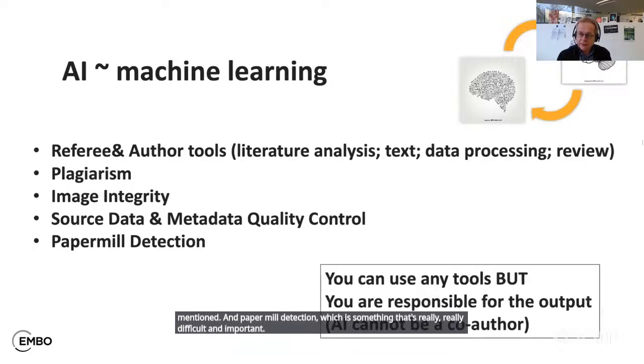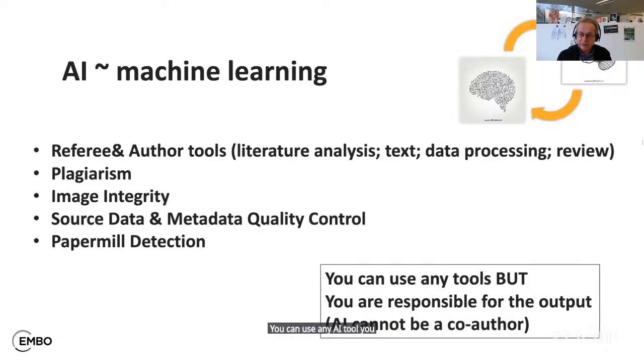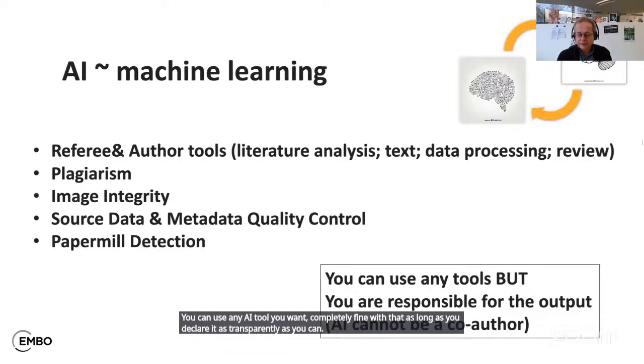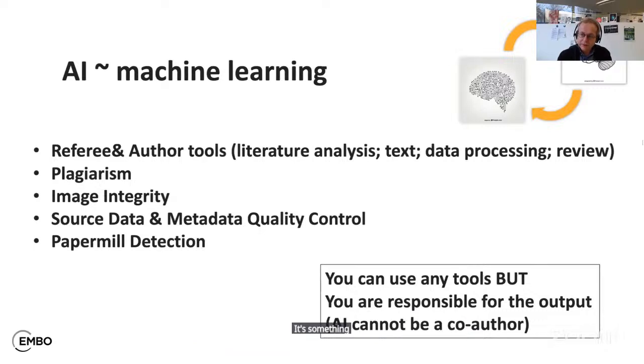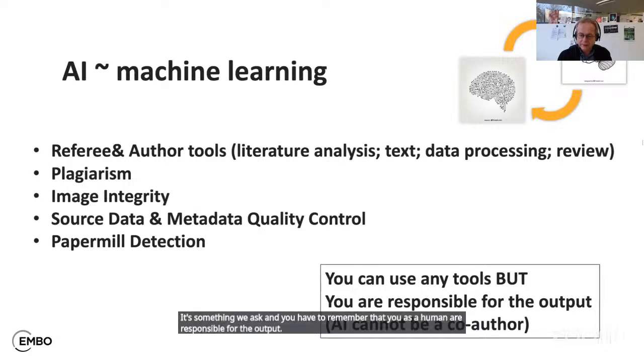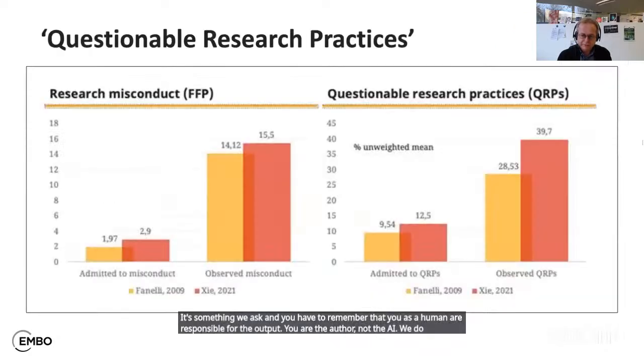You can use any AI tool you want. We're completely fine with that as long as you declare it as transparently as you can. That's something we ask. And you have to remember that you as a human are responsible for the output. You are the author, not the AI. We do not allow AI authorship.